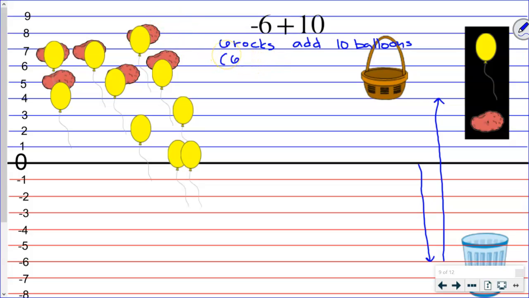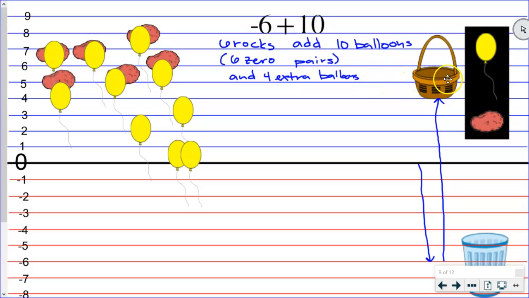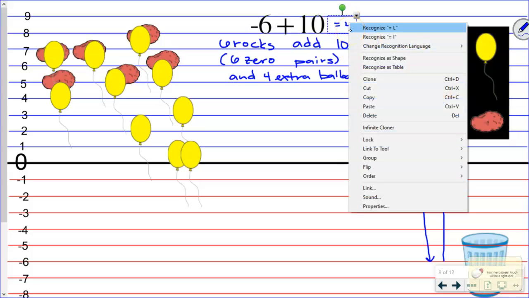So how many 0 pairs? 6. 6 0 pairs and 4 extra balloons. So -6 plus 10 is equal to 4.